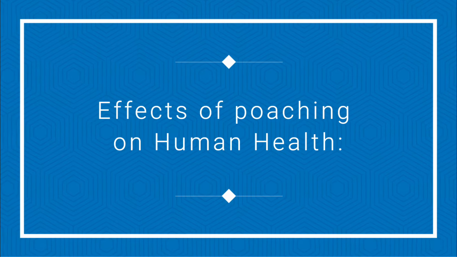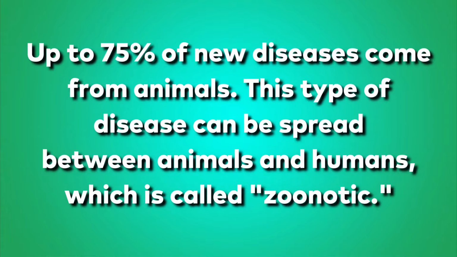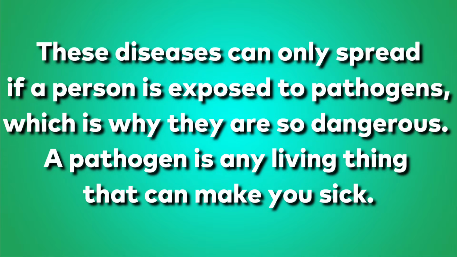Effects of poaching on human health. People who eat meat that has been poached can get sick and die. Up to 75% of new diseases come from animals. This type of disease can be spread between animals and humans, which is called zoonotic. These diseases can only spread if a person is exposed to pathogens, which is why they are so dangerous.